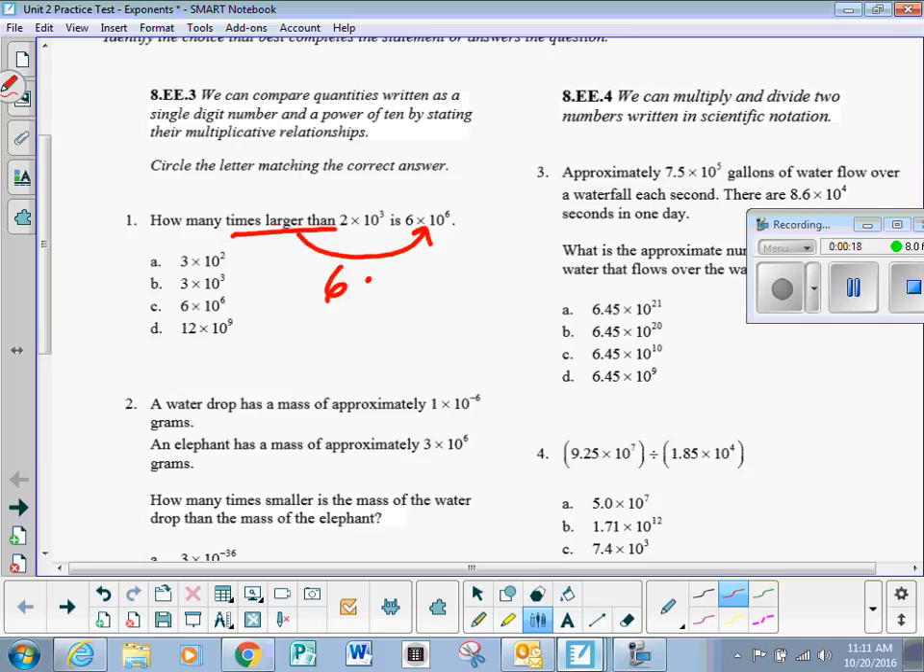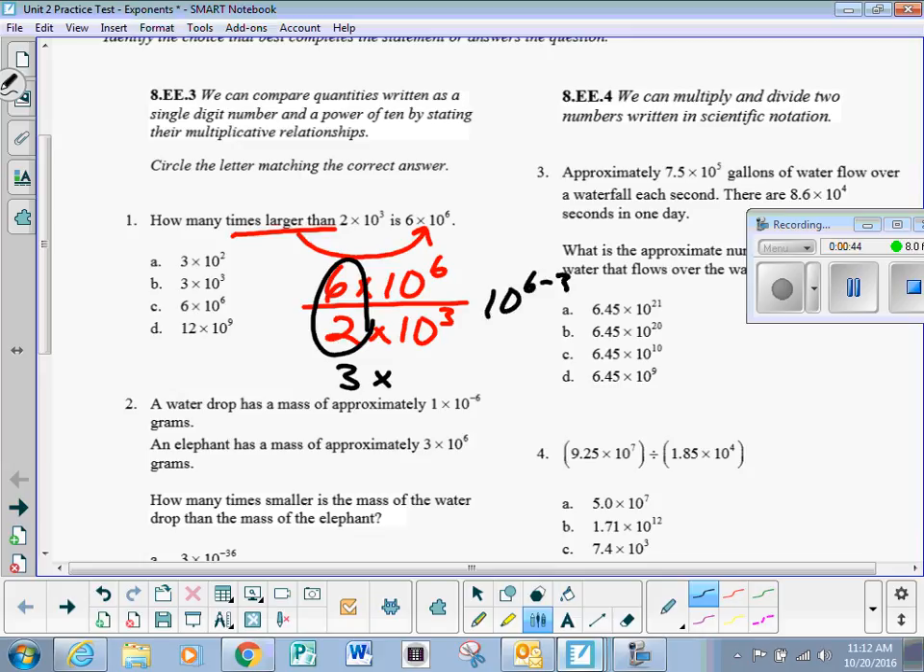So this is going to go in my numerator, and then the smaller one's going to go in my denominator. This had as much to do with the words as it did the numbers, because you had to understand that if something's larger, it goes on top, then the smaller one goes on the bottom. 6 divided by 2. So when we divide things in scientific notation, we divide the numbers. 6 divided by 2 is 3. And then when we divide things with the same base, we subtract exponents. Yes. And 6 minus 3 is 3. Yeah, I got that right. So that would be B.